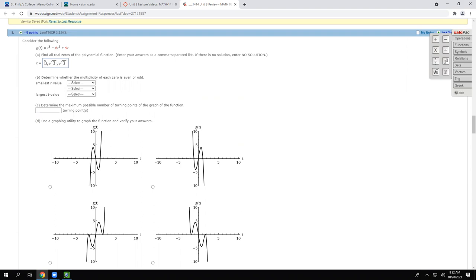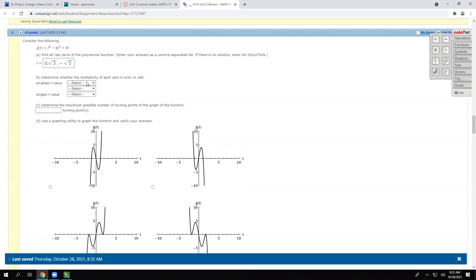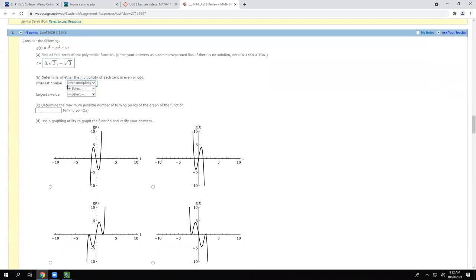Oh, I forgot the negative on one of these guys. Okay, between all three of those, which one's the smaller one? The negative one, right? The negative square root of 3? And that one had what kind of multiplicity? Even. Then the next would be 0. That one had what kind of multiplicity? Odd. And then finally, the positive square root of 3 had what multiplicity? Even as well. We said that had 4 turning points.